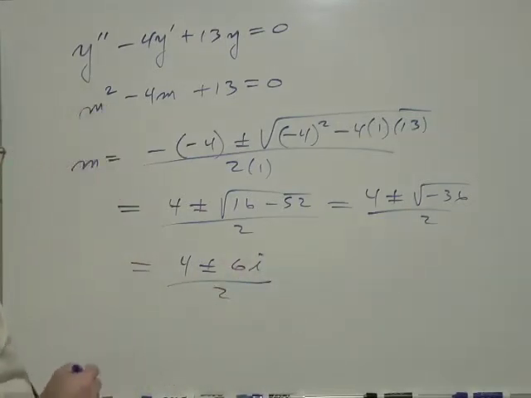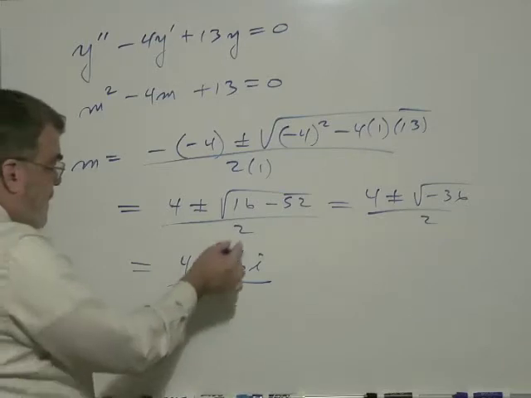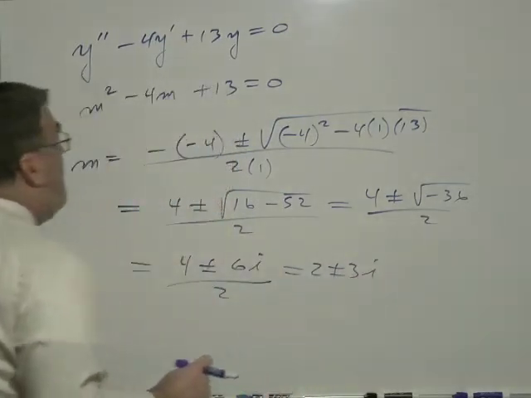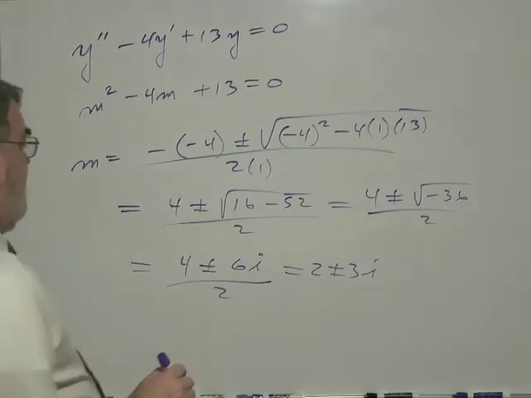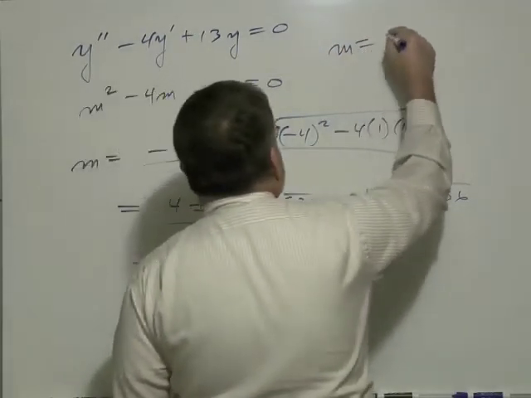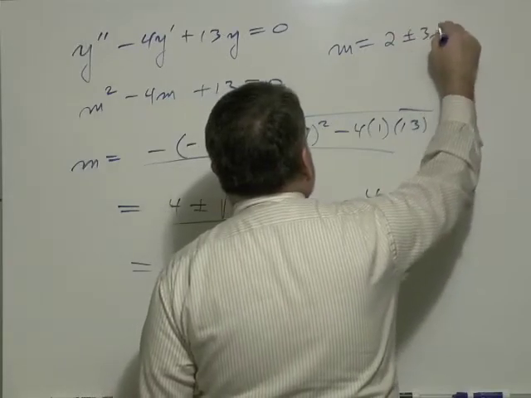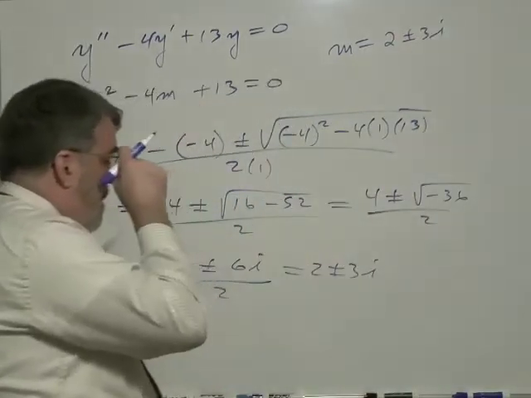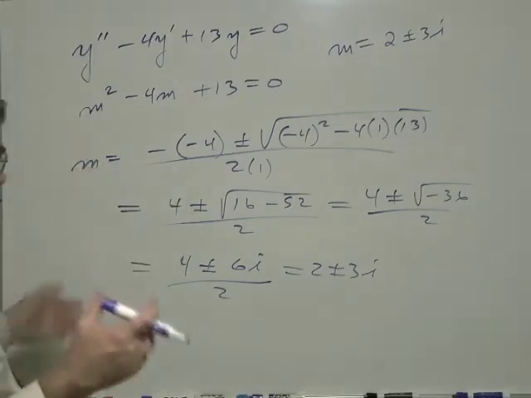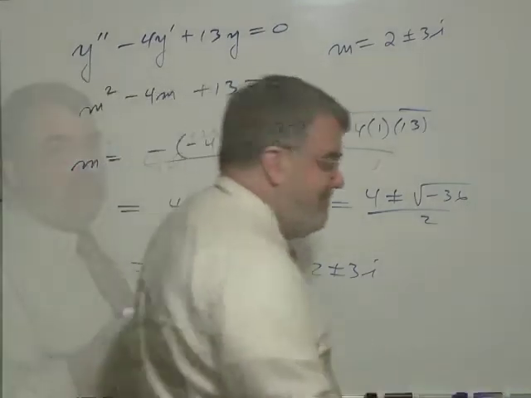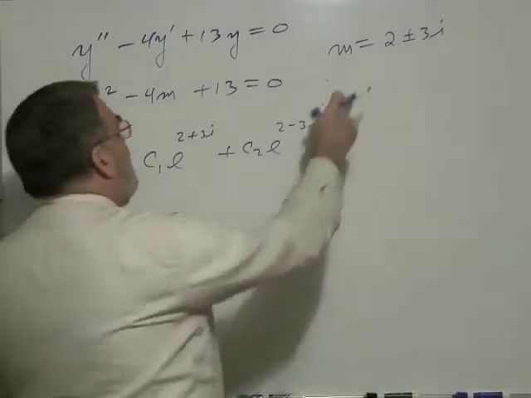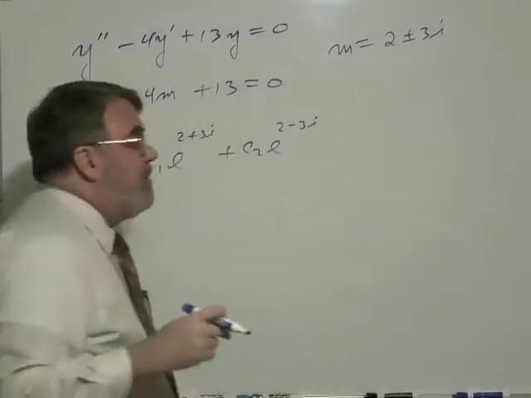divided by 2. And then as you can see, we can divide 2 into both terms to get 2 plus or minus 3i. So I'm going to write this up here. m is equal to 2 plus or minus 3i. There we go. And then I'm going to erase all this and finish up the problem. The roots of the characteristic equation were 2 plus or minus 3i.